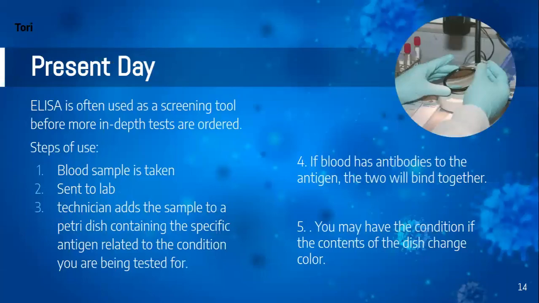So ELISA is used in the present day, and it's often used as a screening tool before they order more in-depth tests. These are the steps of use for the ELISA. First, a blood sample is taken and sent to the lab, and then the technician adds the sample to a petri dish containing the specific antigen related to the condition that you're being tested for. If the blood has antibodies to the antigen, the two will bind together, and you may have the condition if the contents change color in the dish.